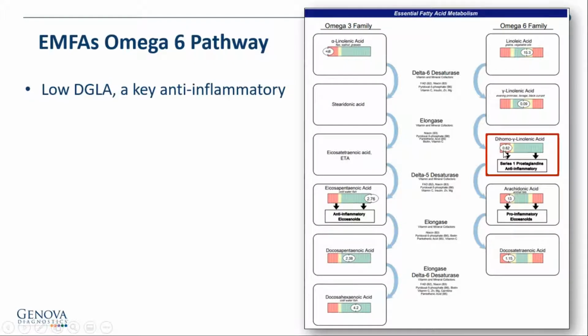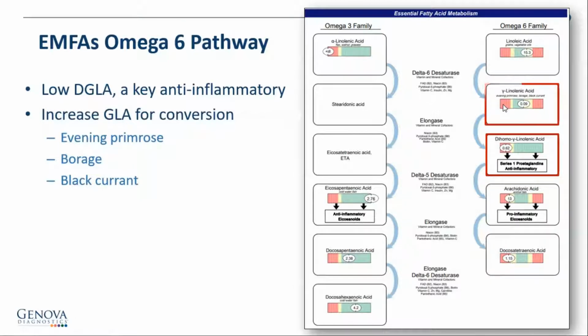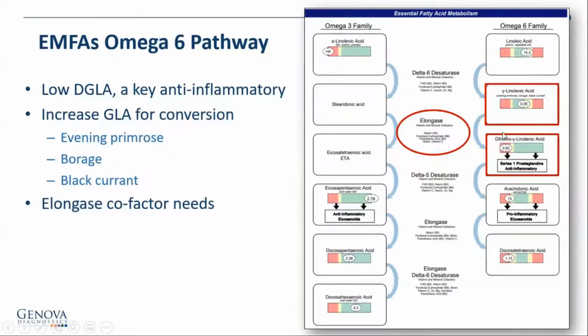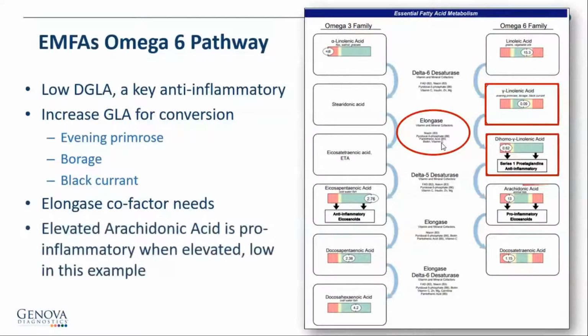How do I increase that? Well, it's got to come from the GLA. So if I have a low GLA, I'm going to be thinking about things like evening primrose, borage, blackcurrant to increase this. But I'm also going to look at the elongase cofactors, because if GLA is not converting well to DGLA, here are some of the nutrient cofactors that are going to be responsible for trying to upregulate that.